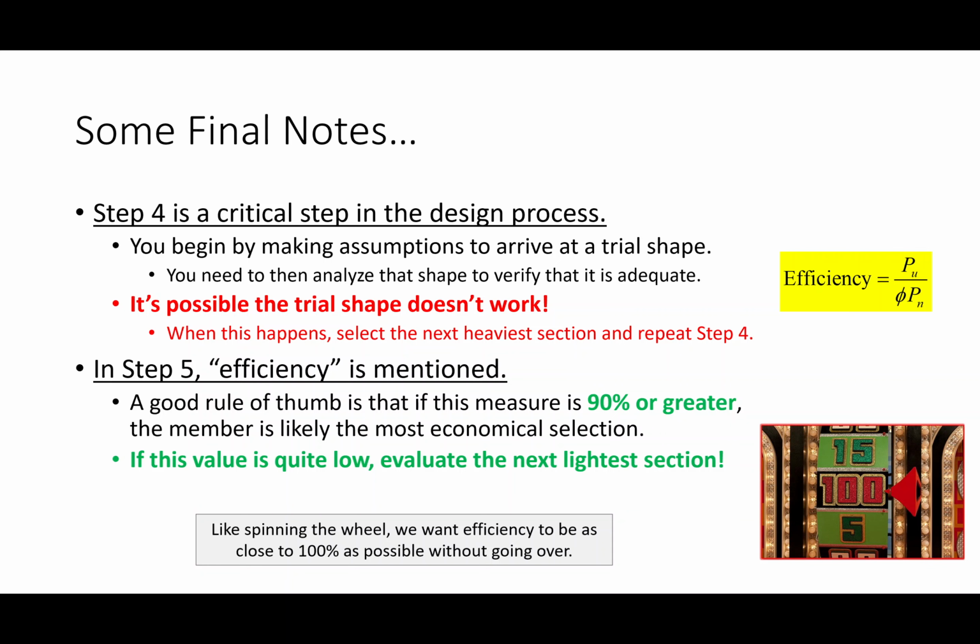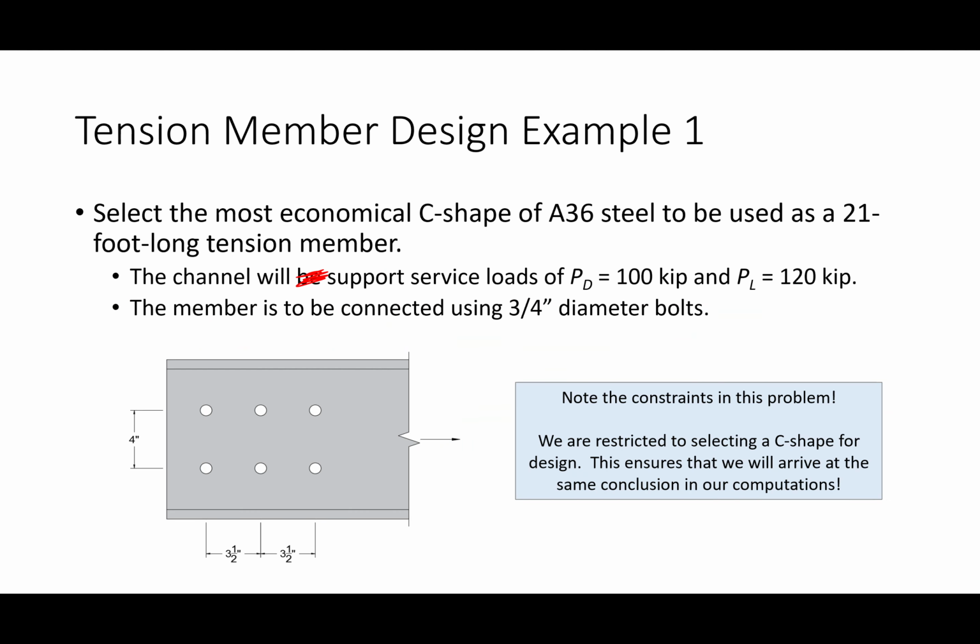All right, so we're going to look at a tension member design. We're going to look at selecting the most economical C shape of A36 steel. It is to be used as a 21-foot long tension member. The channel will be used to support service dead loads. My grammar is horrible there because I said it will support. I meant to say will be used to support, and I think what happened is I knew that was going to go off on another line, and I didn't edit that appropriately. The channel will support service loads of 100 kips of dead load and 120 kips of live load.